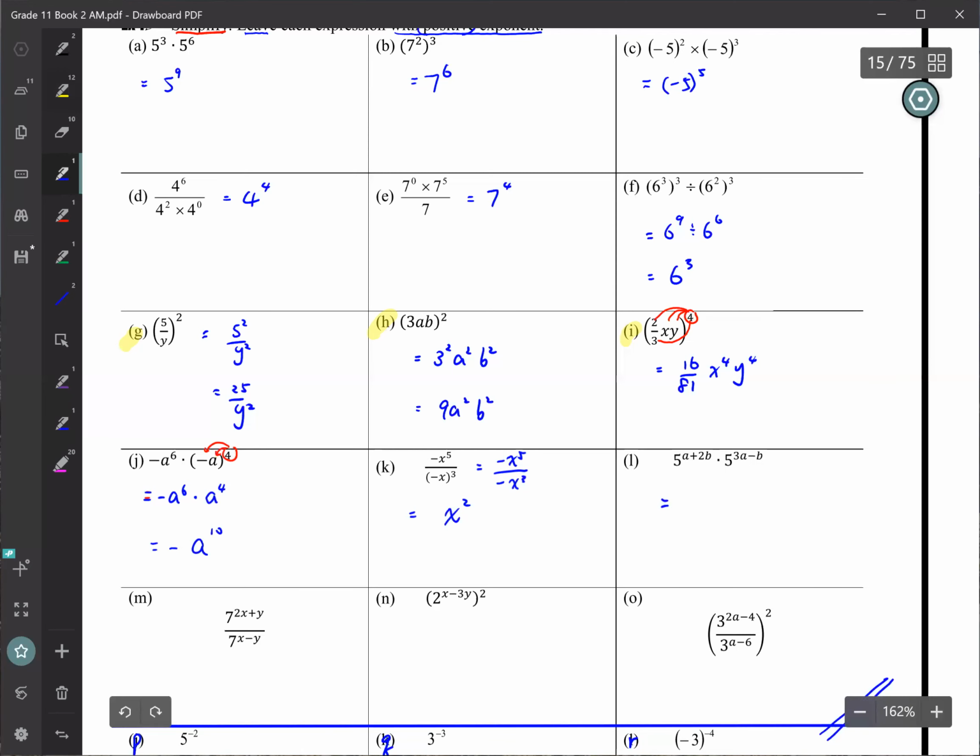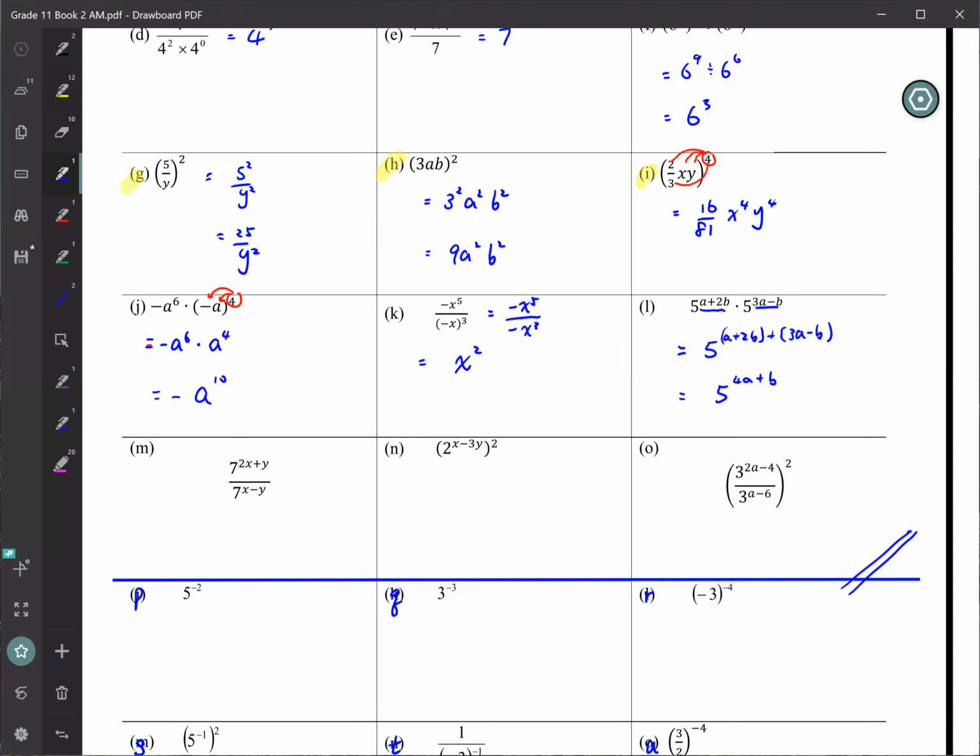Okay, last one, not last one. Question L, Aaron. Uh, 5 to the power of 4a plus b. 4a plus b. Okay, very good. This time you're adding, right? Because they're multiplying the same base, you will be adding the exponents. A plus 2b plus 3a minus b. Okay.